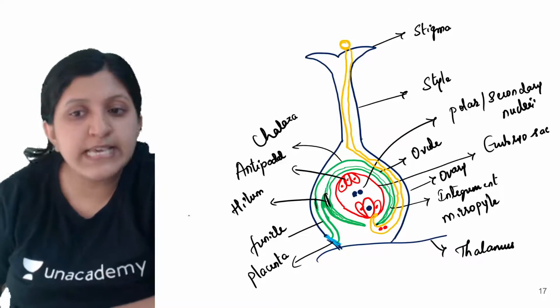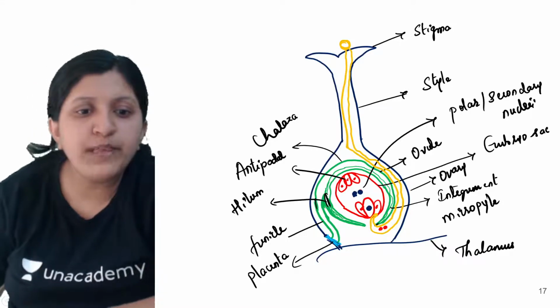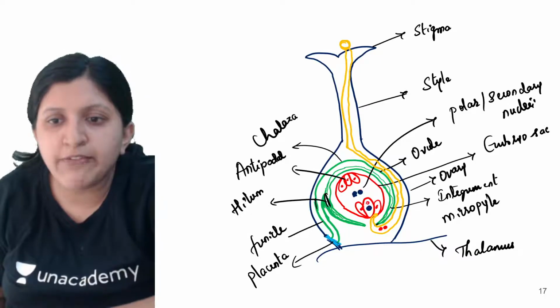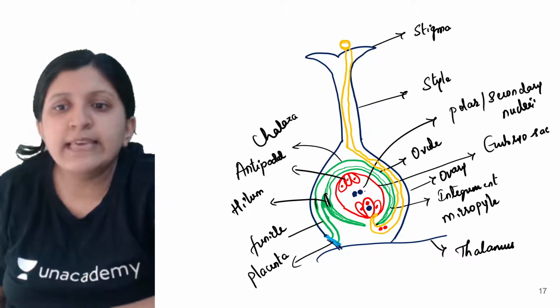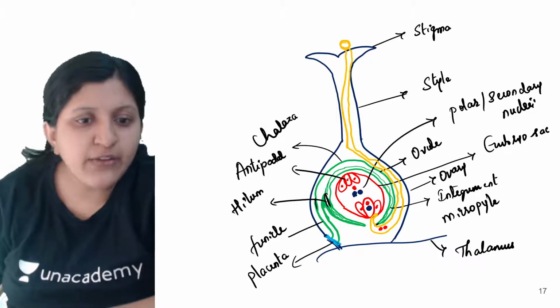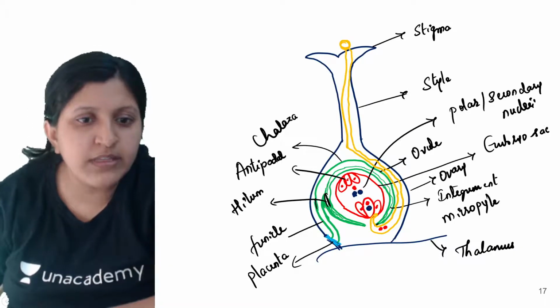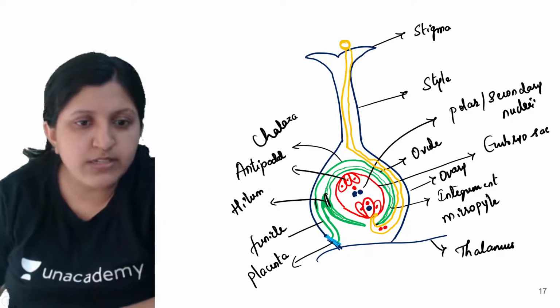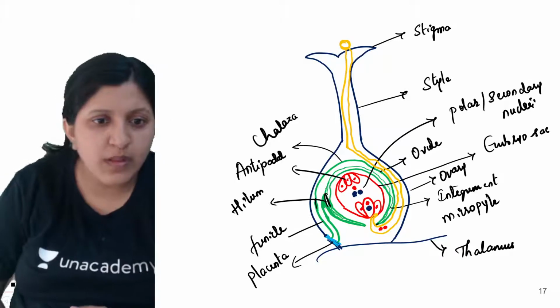Now in this case, what will happen? One of the male nuclei will fuse with this, and the other male nucleus will fuse with this. So when that fusion occurs after the pollination and the fertilization, let me just take this part.